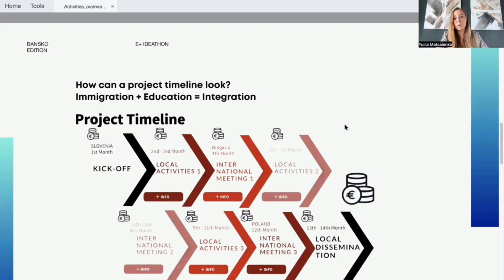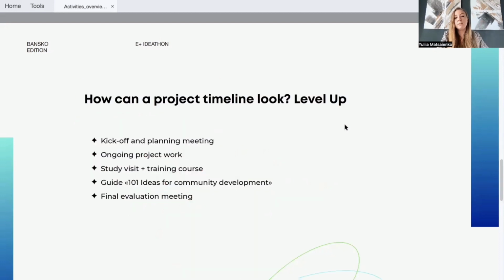For example, for one project, you see that there are quite some 8 activities. Another project is more simple, 5 activities. That's why when I talk about activities, it's really about what makes sense. Like in the last project, it's really about kickoff, ongoing work, there is a study visit, and then creation of the guide, and then finally sitting down and evaluating.